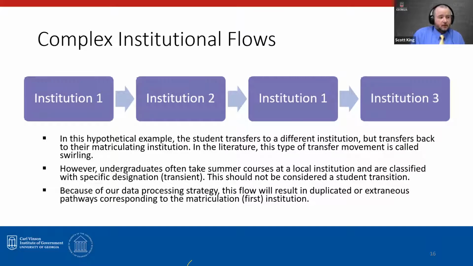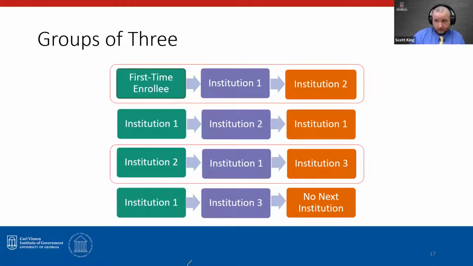And then undergraduates often take summer courses. Those students would be classified as transient students. This is not really a transition. We don't want to consider that in the transfers. But we still would break this down in the same way that we broke down that first simplified flow in the groups of 3 way. And when we do that, as we look at the student as they come in as a first-time enrollee to the first institution, we also will catch them again in that 3rd row here.